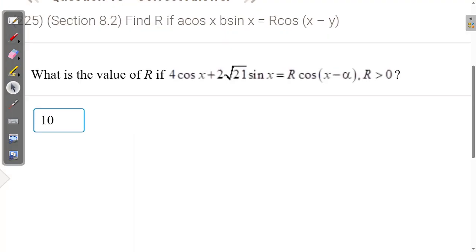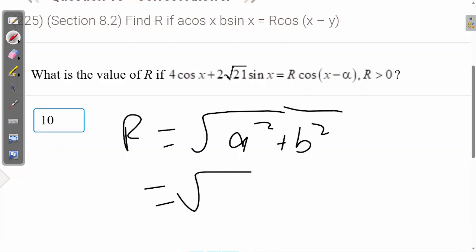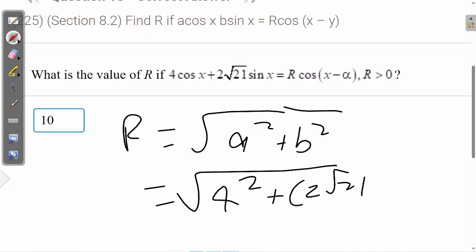Okay, this one, we know that r is the square root of a squared plus b squared. So you do square root of 4 squared plus 2 radical 21, all of it squared, equals to 10.